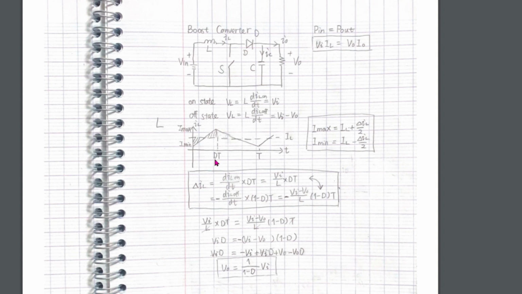Since Imax can be calculated with the slope of this on-phase line multiplying the time DT, the same way we can get the ripple current on the off-phase. It equals this inverse slope multiplying the time (1 minus D)T. If we remove all the L and T, we get this: Vout equals Vin by 1 minus D.